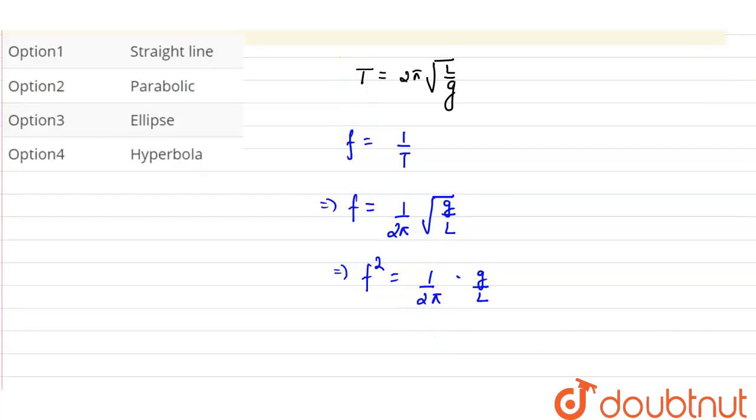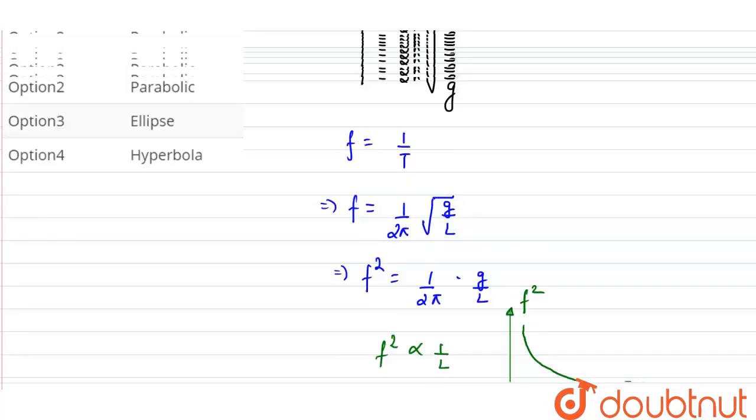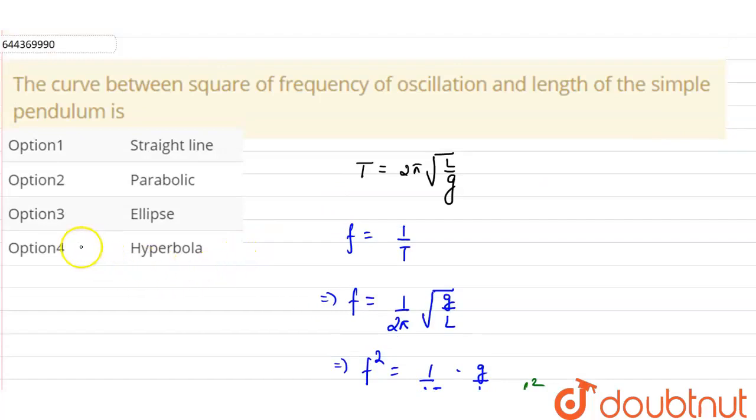So from here we can easily see that frequency square is inversely proportional to the length. So this will represent the hyperbola and its curve will be drawn like this. If this axis is our frequency square axis and this is our length, the curve will be like this. So it is a hyperbola. So from the options we see option 4 is correct.